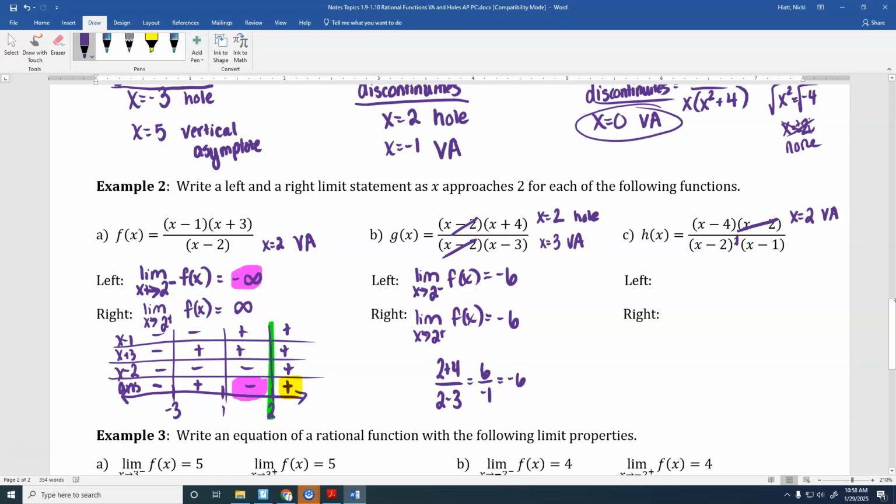There would be 2 vertical asymptotes, so x equals 1 would also be a vertical asymptote. We don't have to do limit statements for that because it's not asking for those, but you would also have a vertical asymptote there as well. So if we do a sign chart for this one, if you're going to get a vertical asymptote, you need to do a sign chart.